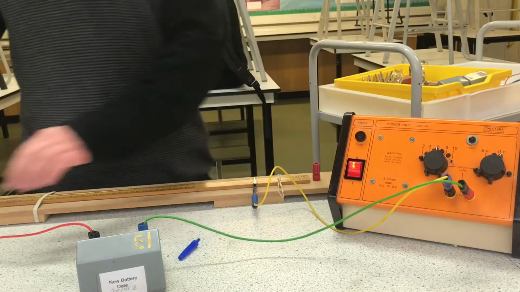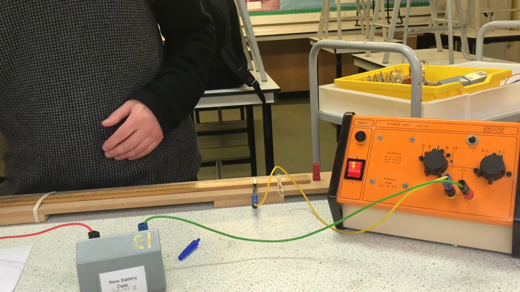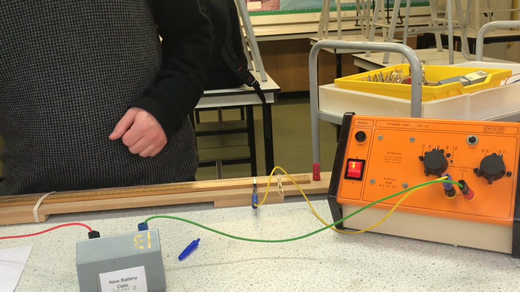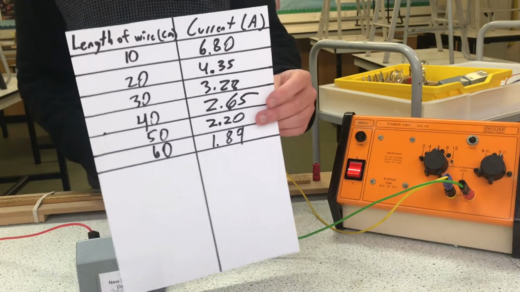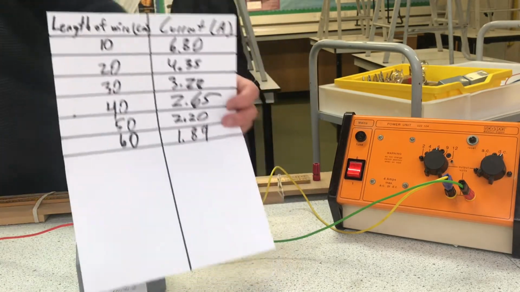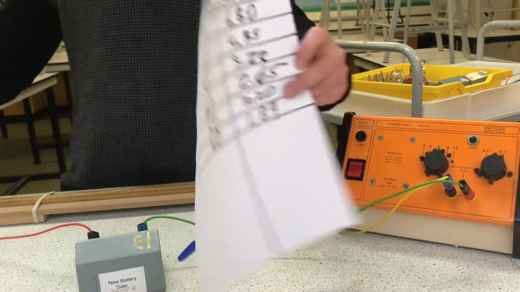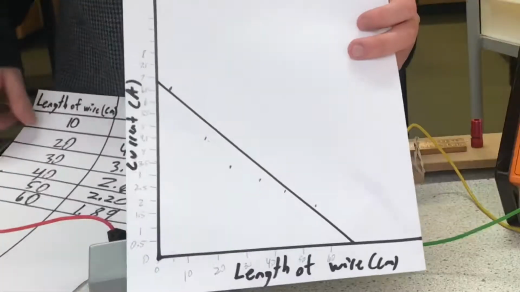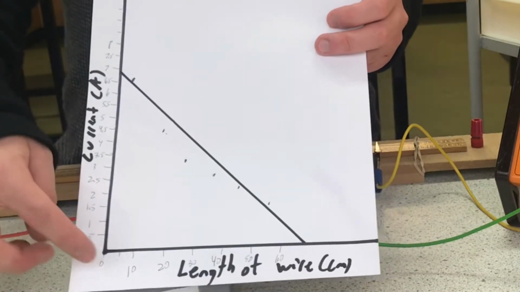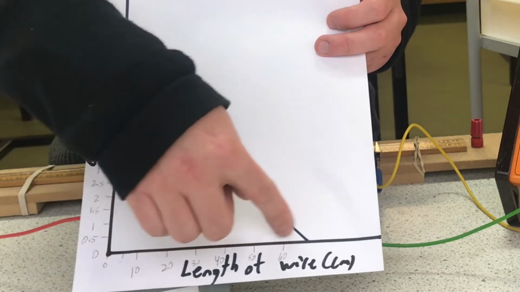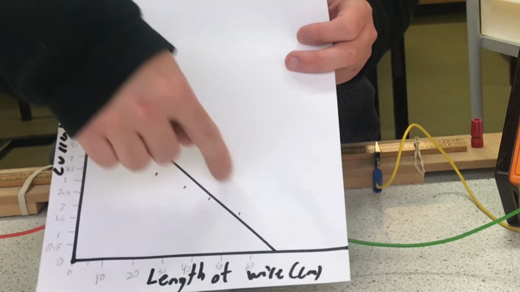We'll turn on my power pack, and I now have my final reading of 1.89. Now that I have completed my results, I will graph them. Here we have a graph. We can see that as the length of wire increased, the current decreased.